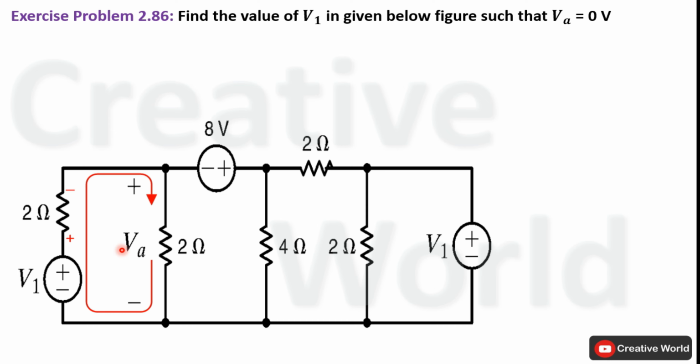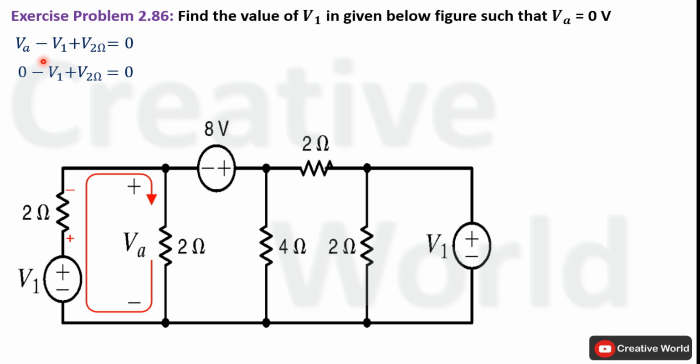Now write the KVL equation for this closed loop. Start from VA. Current entering terminal is positive, so VA will be taken with positive sign. Next is voltage V1, current entering terminal is negative, so V1 will be taken with negative sign. Next is the voltage across the 2 ohm resistance, V2ohm, which will be taken with positive sign because current is entering from the positive terminal. Now place the value of VA inside this equation.